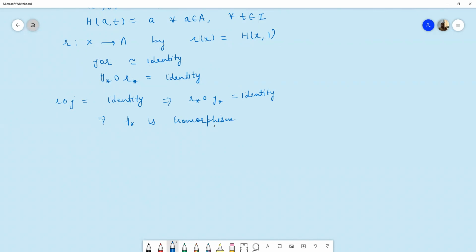So now from this result, we can see that the first example of a deformation retract is Sn. So Sn is a deformation retract of R^(n+1) minus 0.